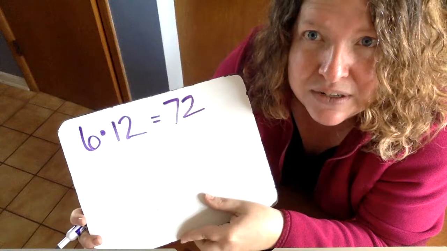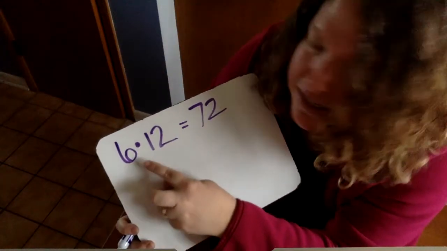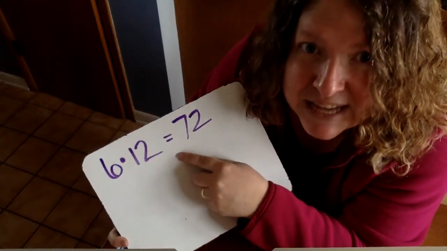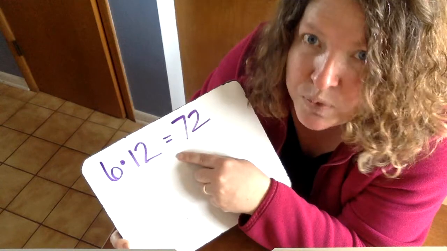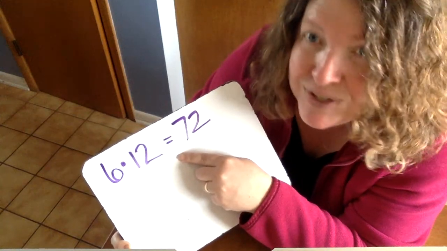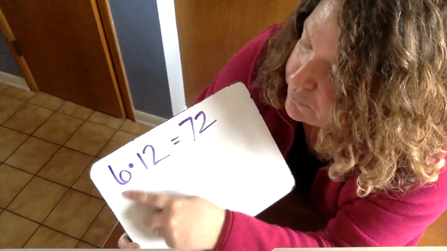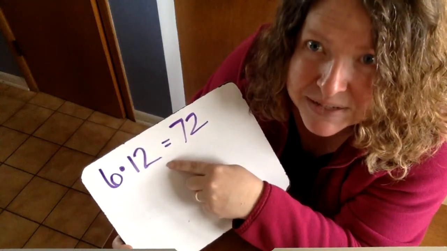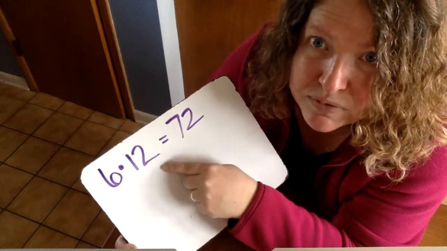Now, here's the question. Where's the decimal point go? Well, we know it's 6 groups of 12 cents. So we know the answer is going to be in cents, or it might change to dollars, but if we don't have a decimal place and we're talking about cents, it's going to give us cents to start. So we hear 6 times 12, 6 groups of 12 cents.